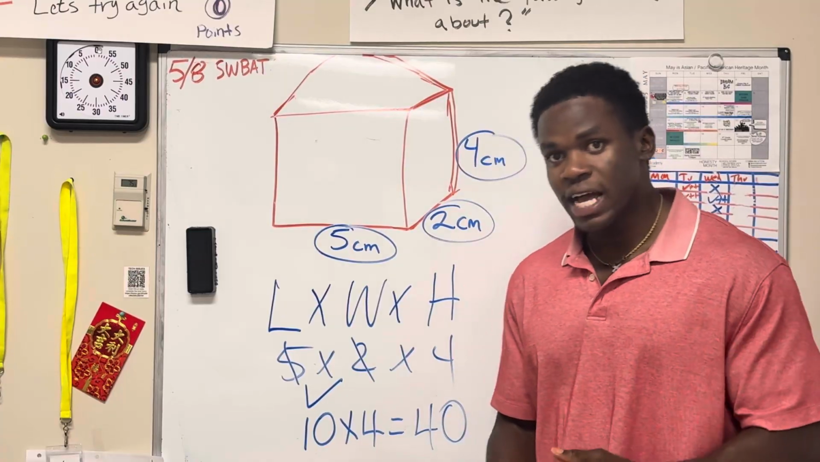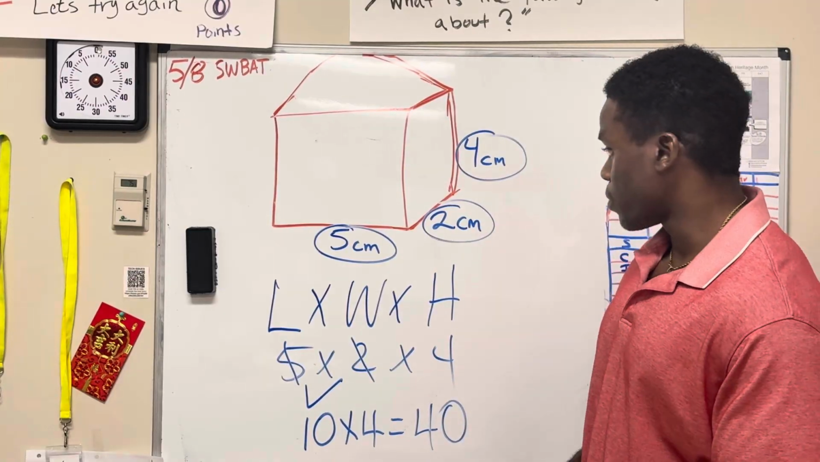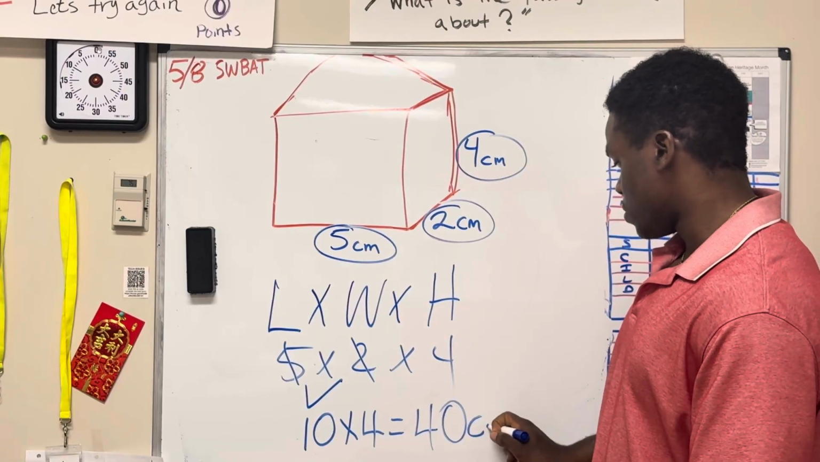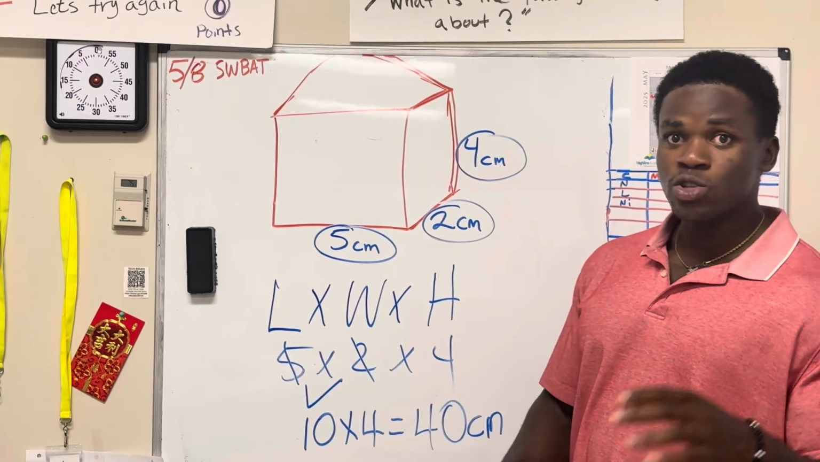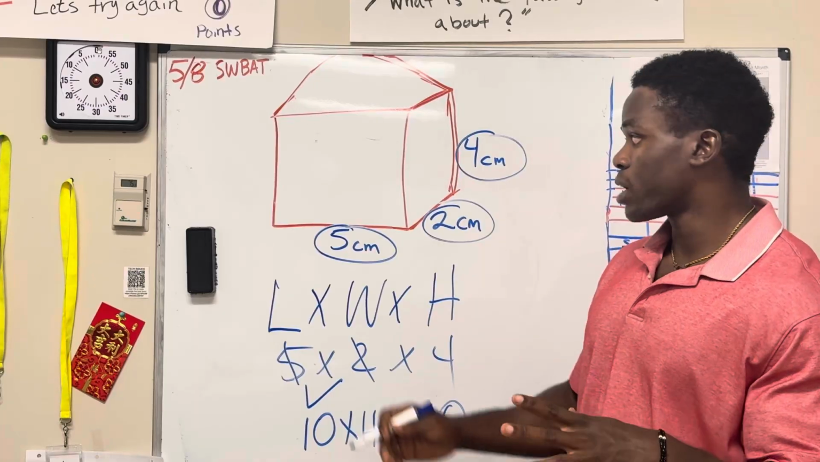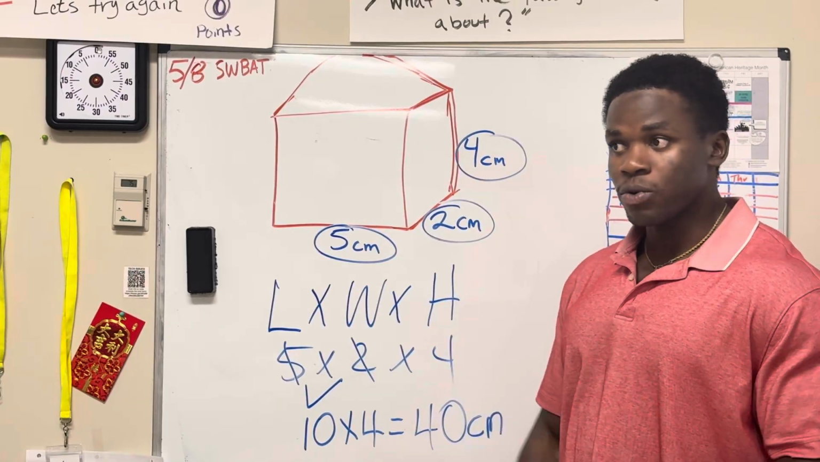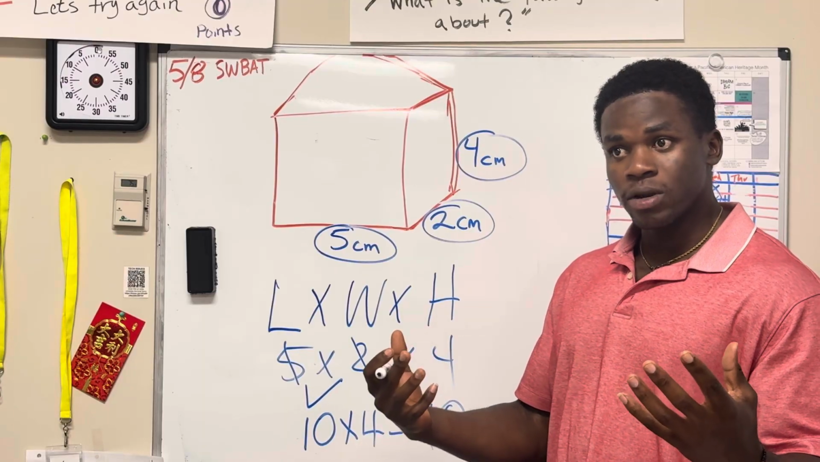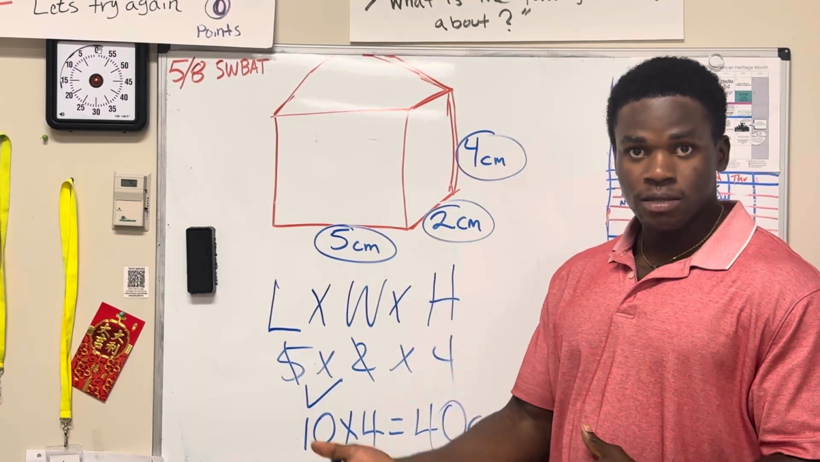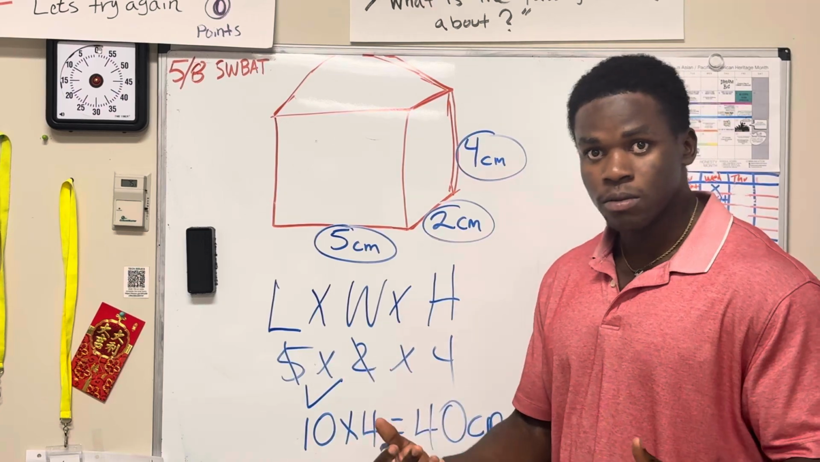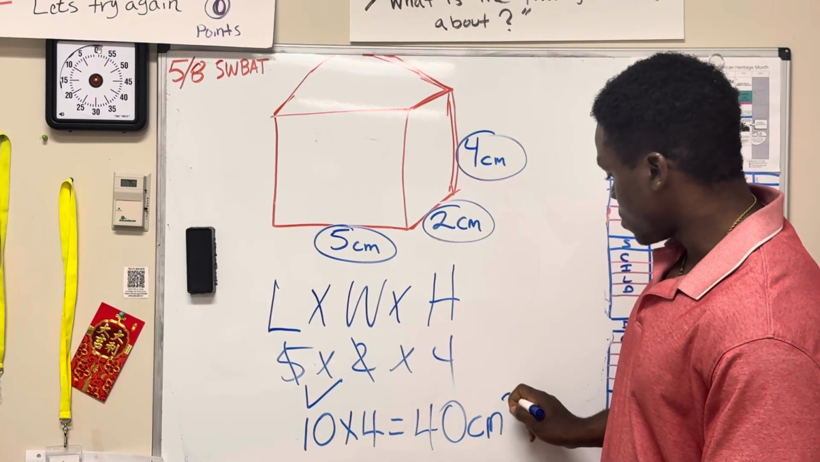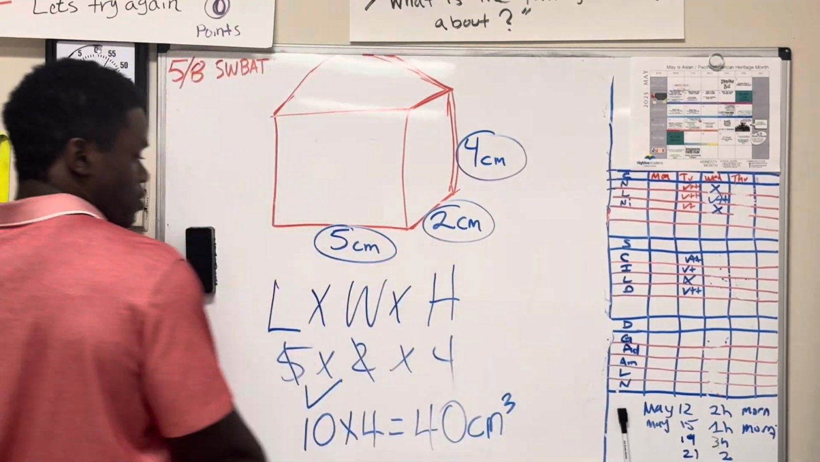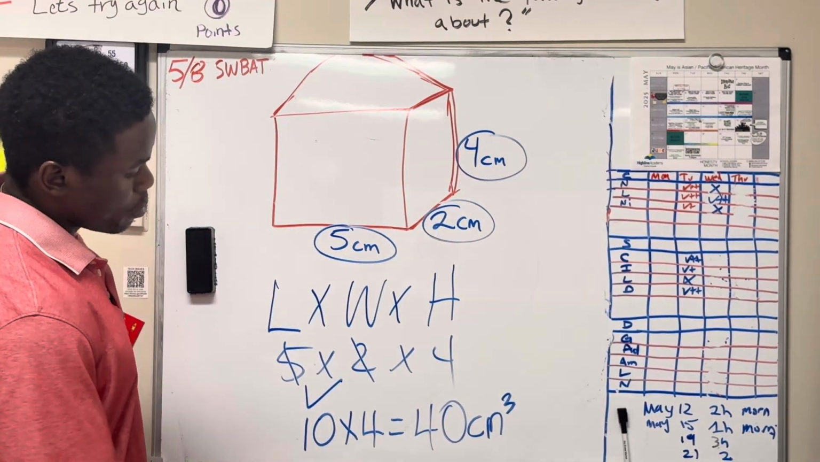But I have to make sure that I have my correct labels. And my correct labels here will first of all be centimeters, and then to the power of 3, because when we're talking about 3D shapes, it is to the power of 3. If we're talking about just a normal shape, especially like a rectangle, then it is power of 2 when we're talking about area. So my answer should be 40 centimeters cubed, or to the power of 3.